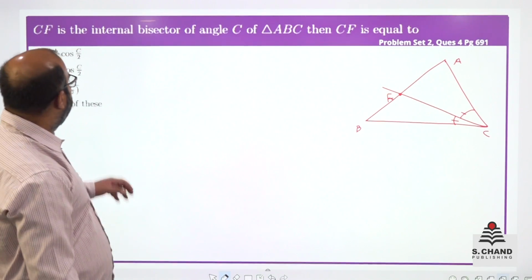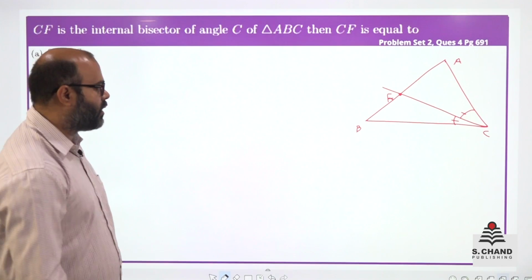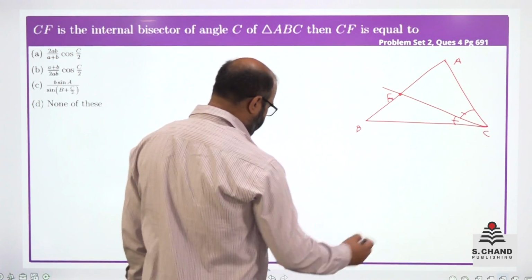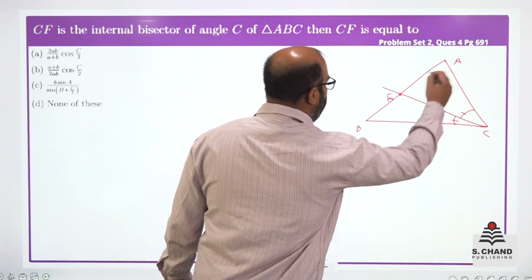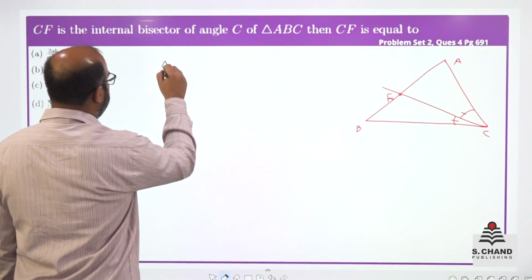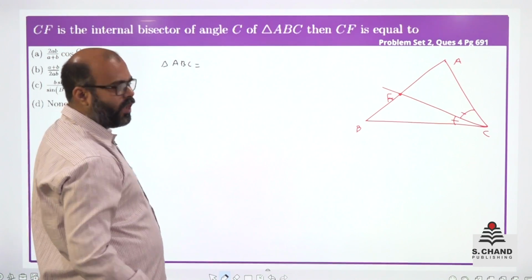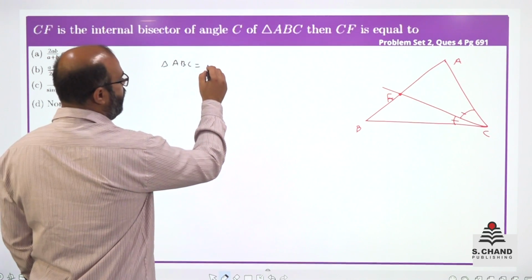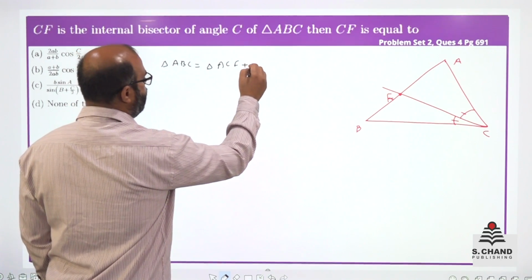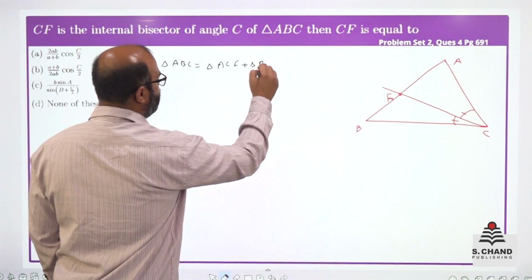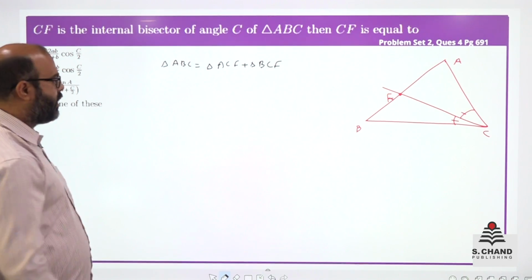Now it is asked, if CF is the internal angle bisector, then find the length of CF. So here what we can do is take the area of triangle ABC. This is made up of two triangles: one is triangle ACF, another is triangle BCF. Now if we add them, we get the whole area of the triangle.